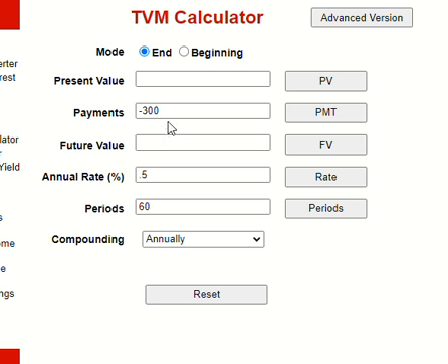So the first thing to notice is I put the negative 300 in here because that's what you're paying. But look, I've got 0.5 here. 0.5 is what I entered here because the annual rate is 6%, but the monthly rate would be 1/12 of that. So I divided by 12 and got 0.5. And it is for 60 periods, 60 months.